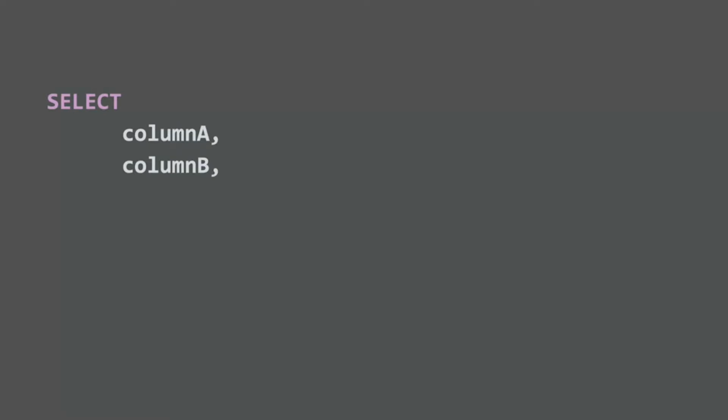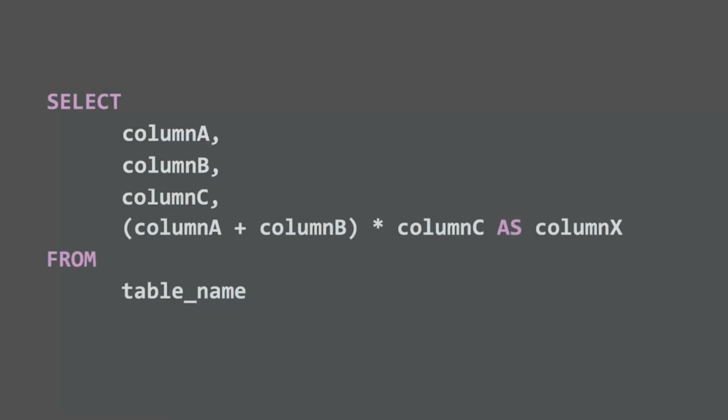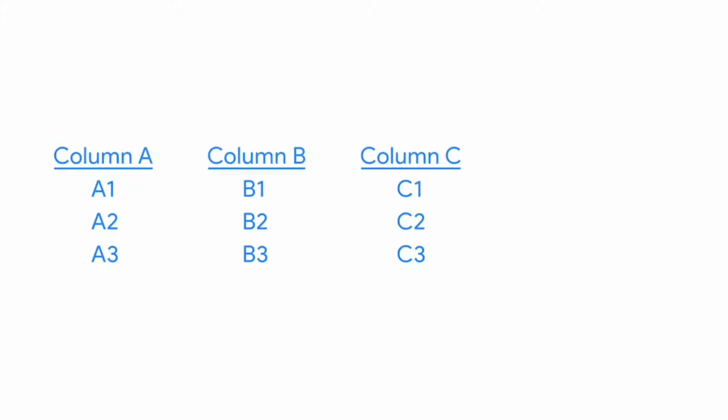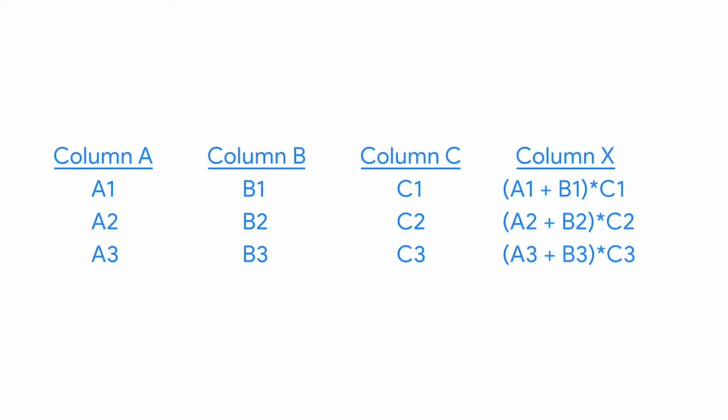If you need to use more than one arithmetic operator in a calculation, you'd use parentheses to control the order of the calculations. So if we included column C in our query, we could place parentheses around column A plus column B. We'd then add an asterisk if we're multiplying, followed by column C. This query would return in a new column the sum of the values in column A and B multiplied by the values in column C.